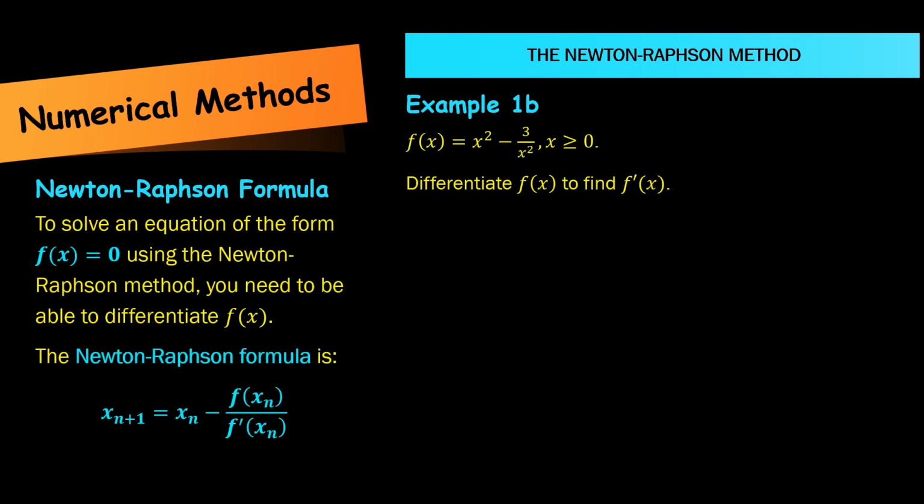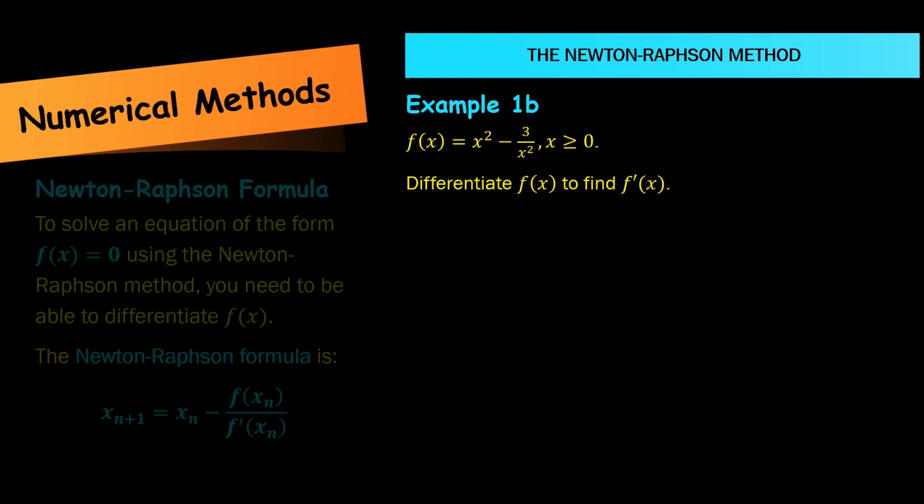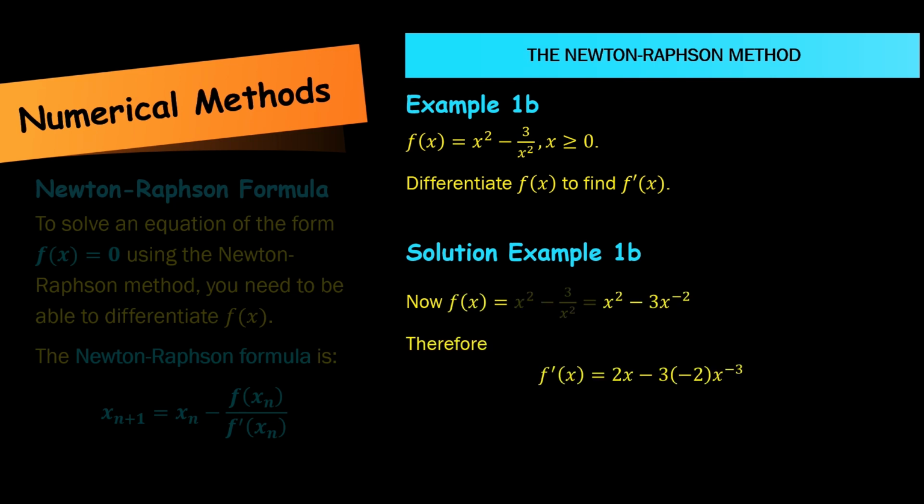Now let's take a look at part B. We are considering the same function, and we're required to differentiate this to find f dash of x. So let's solve this. F of x is equal to x squared minus 3 over x squared, which can also be expressed as x squared minus 3 times x to the minus 2. So if we differentiate this, we obtain f dash of x equals 2x.